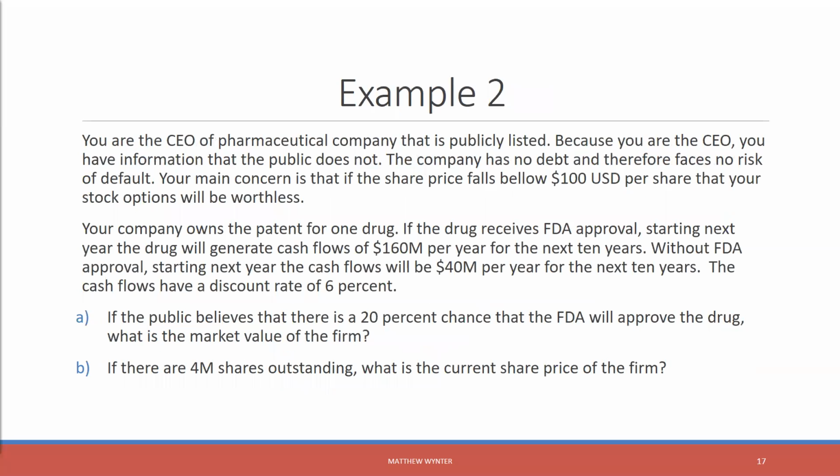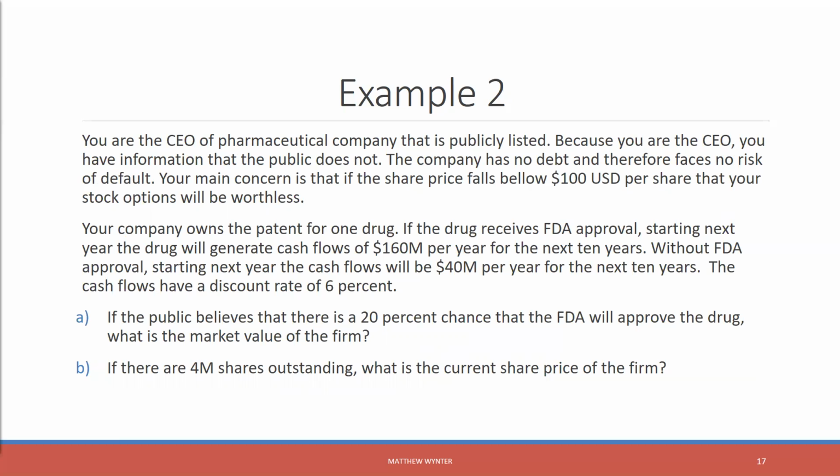Example 2, you're the CEO of a pharmaceutical company that's publicly listed. Because you're the CEO, you have information that the public does not. The company has no debt and therefore faces no risk of default. Your main concern is that if the share price falls below $100 per share, your stock options will be worthless. Your company owns the patent for one drug.